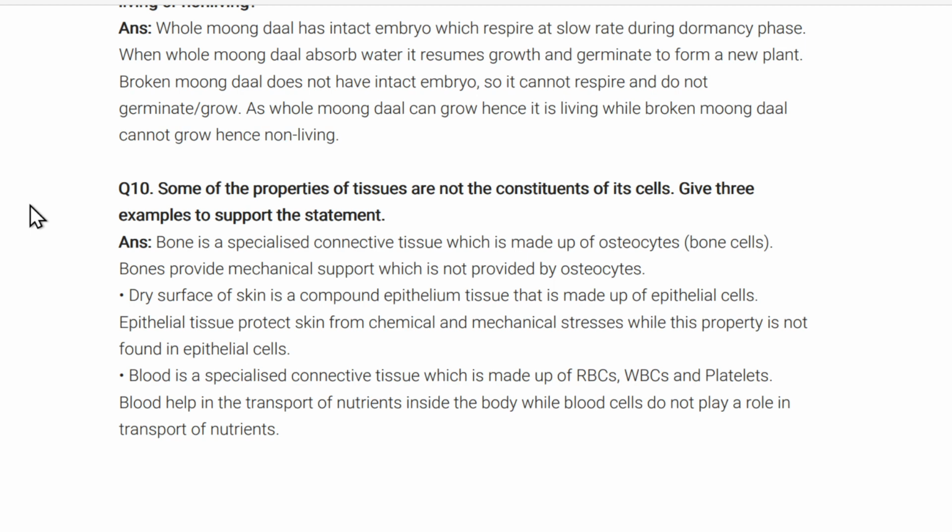Blood is a specialized connective tissue which is made up of RBC, WBC and platelets. Blood helps in the transport of nutrients inside the body, while blood cells do not play a role in transport of nutrients. That's all for this video.